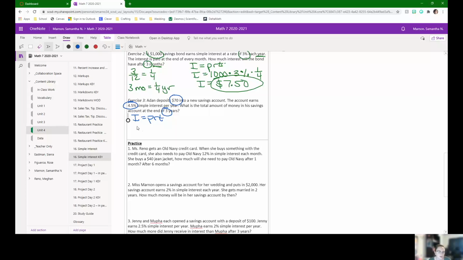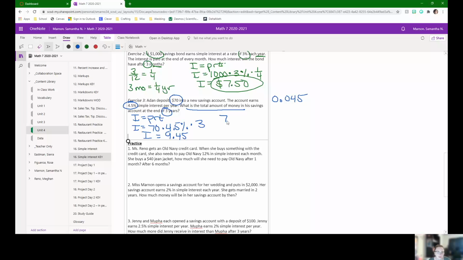Okay, so hopefully you set this up. You found his interest by doing the principal, which is $70, times the rate, 4.5%, which is 0.045 as a decimal, if you needed to know, times the 3 years. When I multiplied all of that out, I got the interest to be $9.45. So that's the interest, but the question says, what is the total amount of money?